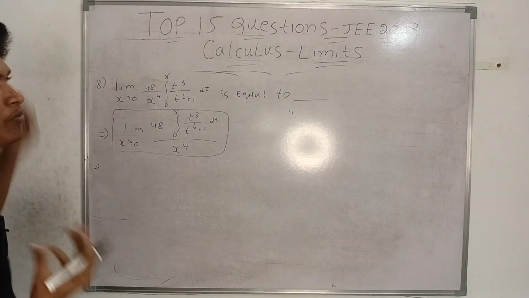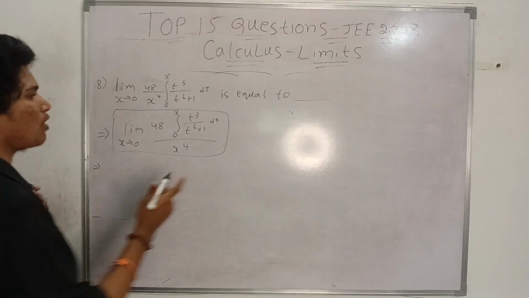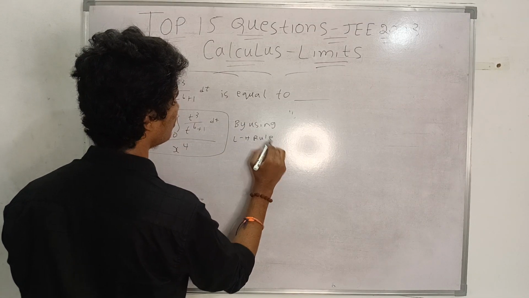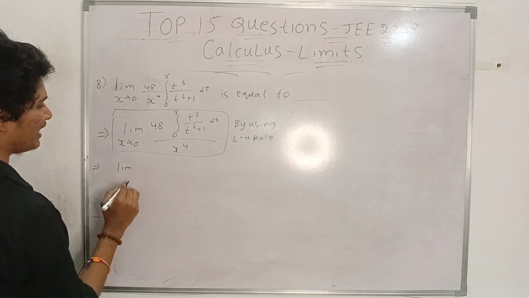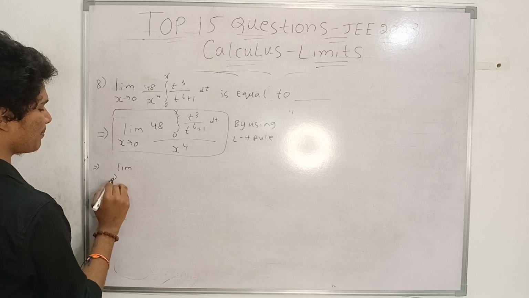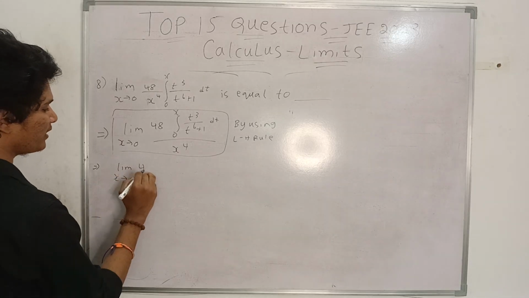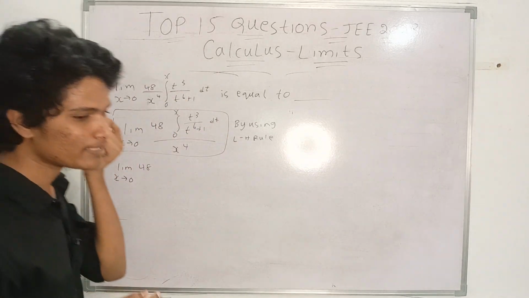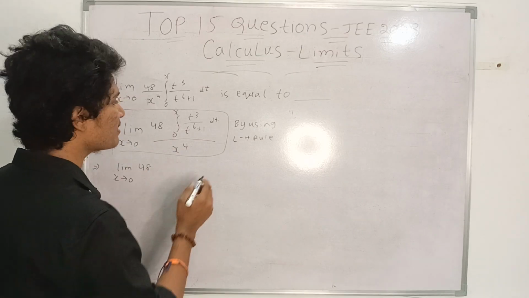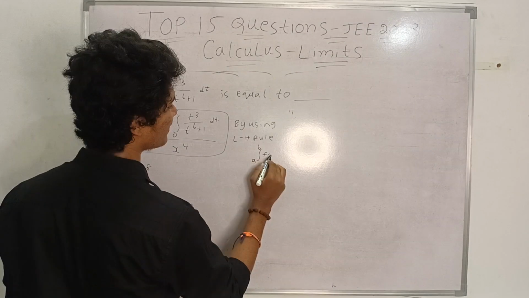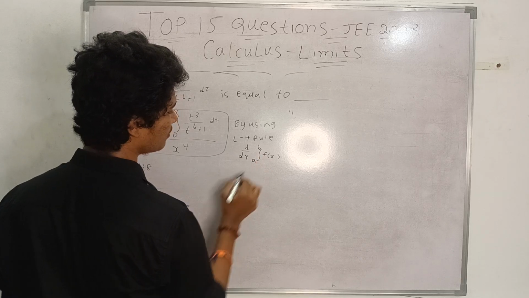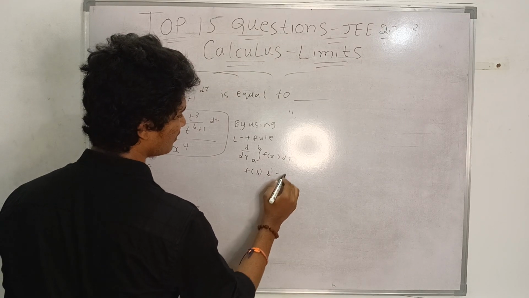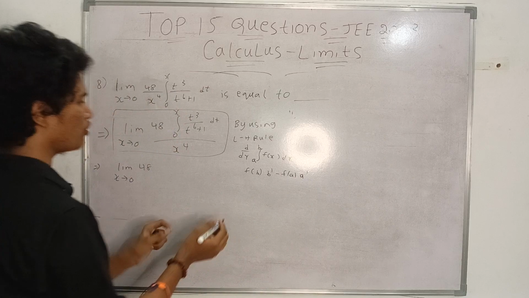How can we solve this question? We can solve this question by using L'Hopital rule. What does L'Hopital rule say? You can directly differentiate the numerator and denominator separately. So limit x tending to 0, 48 into the differentiation of the integration. Here it is the Leibniz theorem. What does Leibniz theorem say? d by dx of integration a to b f of x is f of b into b dash minus f of a into a dash. Like this you have to solve.